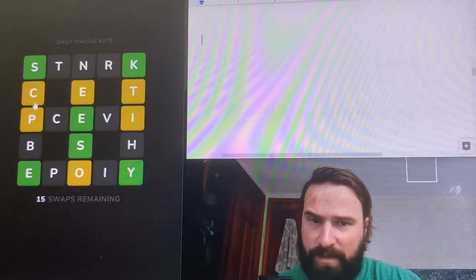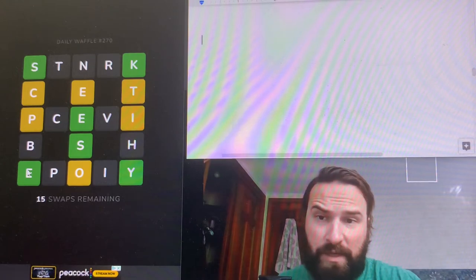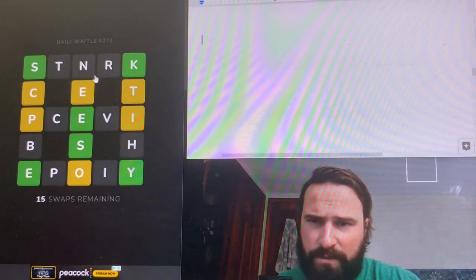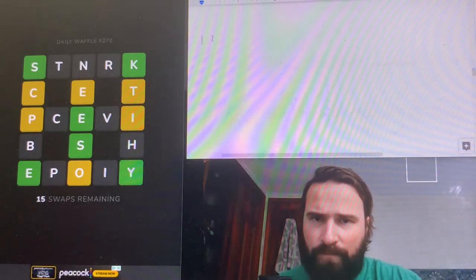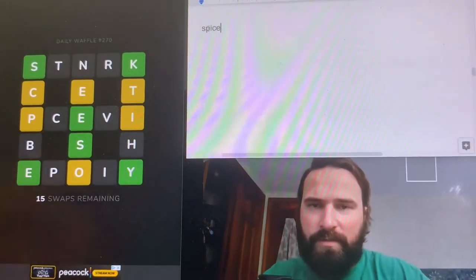Another word that has P and C in the middle of an S and an E is space, but we don't have an A in the puzzle, so that's impossible. So right off the bat, I'm gonna write spice down. I've got this little notepad over here. I like to write my ideas down.